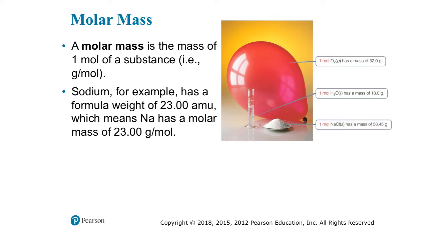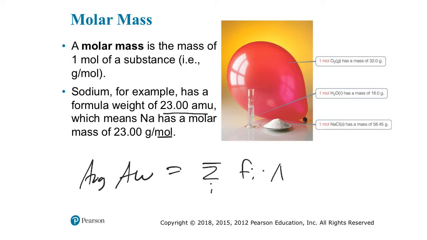Okay, so molar mass is the mass of 1 mole of a substance. Sodium, for example, has a formula weight of 23.00 AMU. So this means 1 atom of sodium on average weighs 23.00 AMU. And it also means that sodium has a molar mass of 23.00 grams per mole. So back when we were calculating average atomic weights, if you remember, the average atomic weight was the sum over all the isotopes of the fraction of the isotope times the atomic weight of the given isotope, adding these all up.